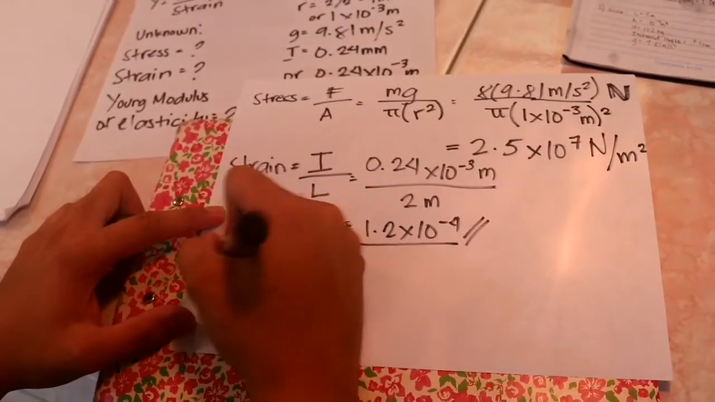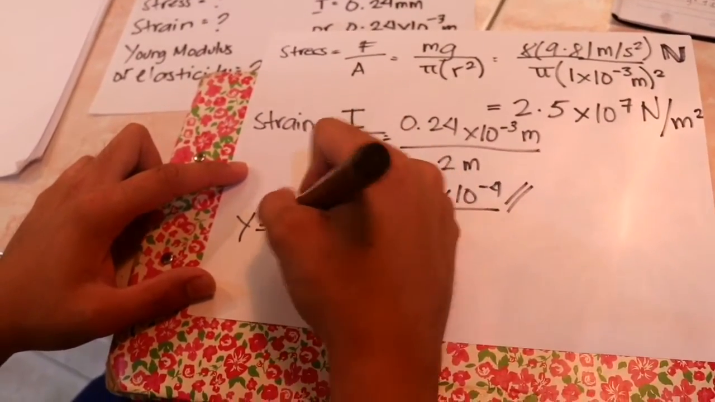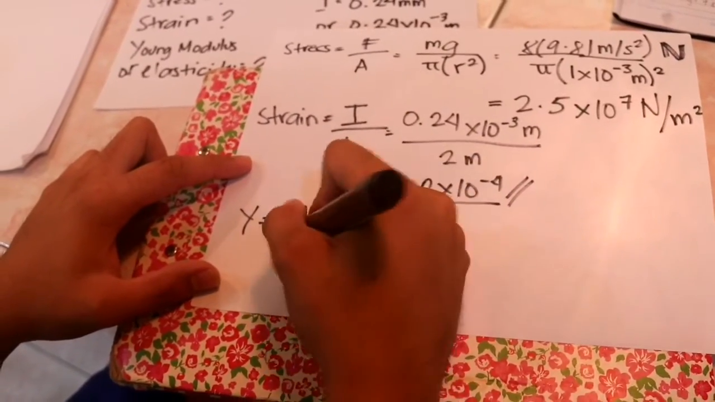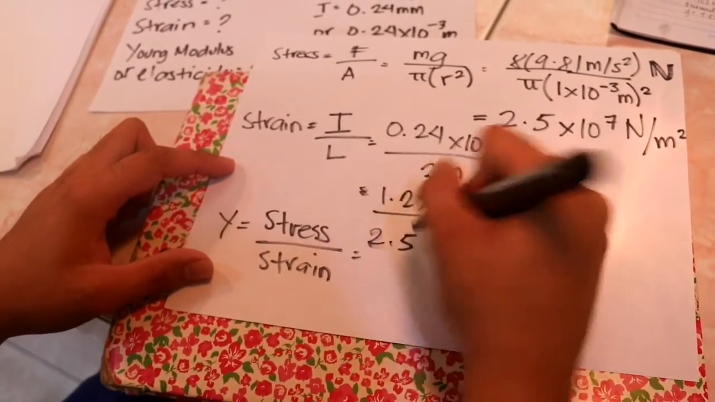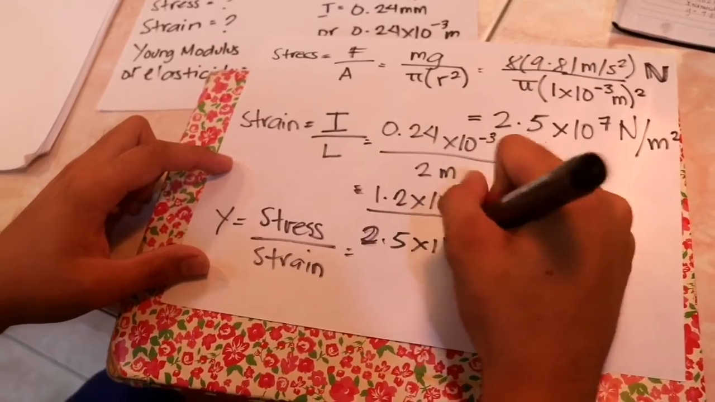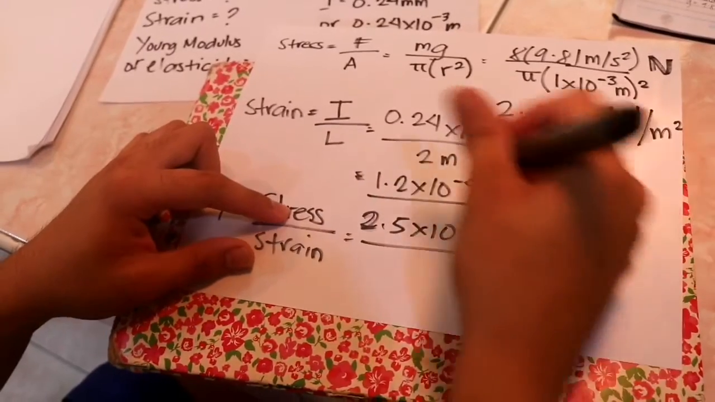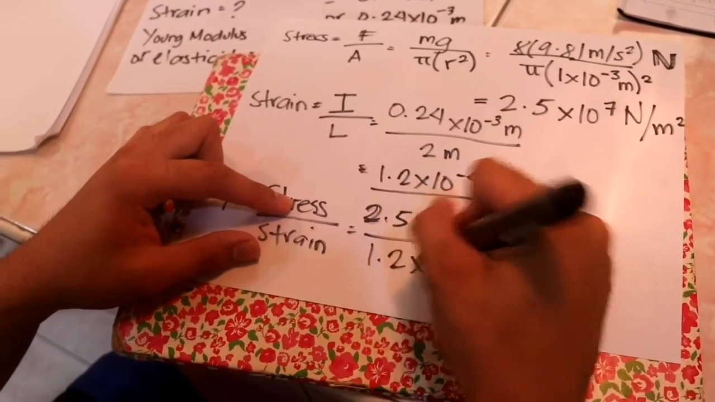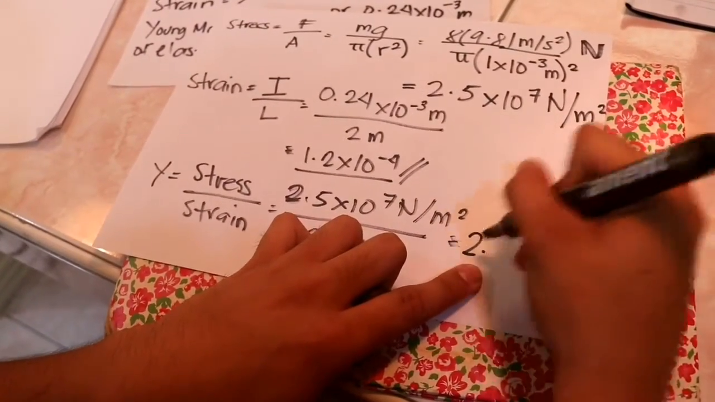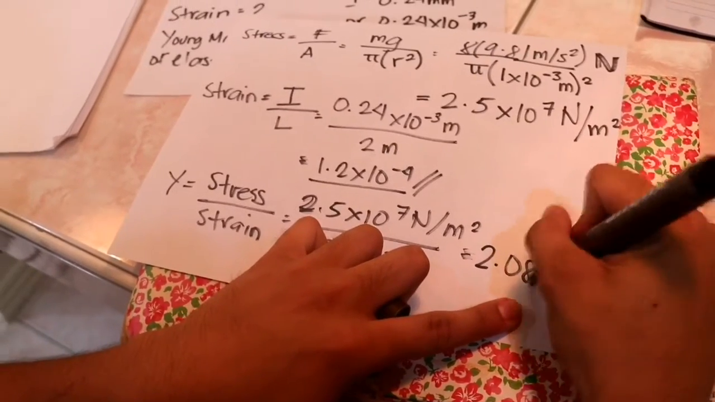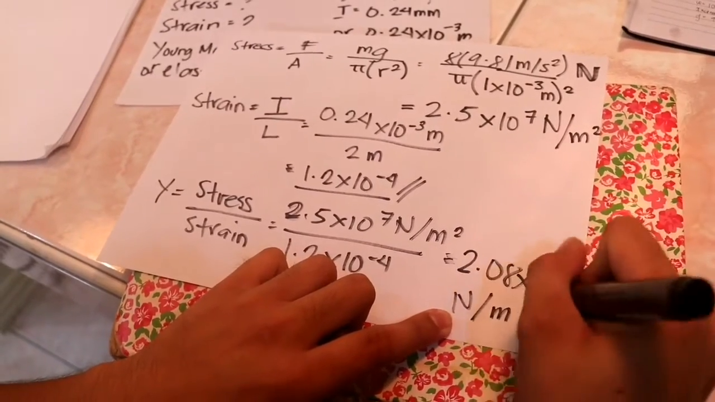So next, let's solve for the Young modulus of elasticity. Young modulus of elasticity is equal to stress over strain. So our stress is 2.5 times 10 raised to 7 Newton per meter squared over the strain, which is 1.2 times 10 raised to negative 4. So the answer is 2.08 times 10 raised to 11 Newton per meter squared.